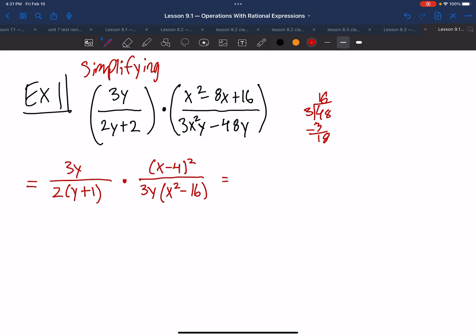And then let's just go ahead and factor that last piece. So I'm going to circle, let's say, this guy. That actually is a difference of squares, so that factors as x plus 4, x minus 4.